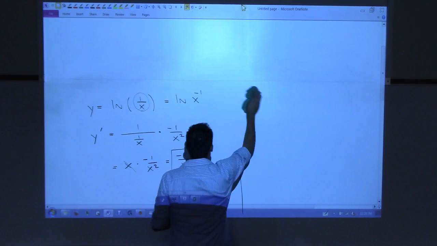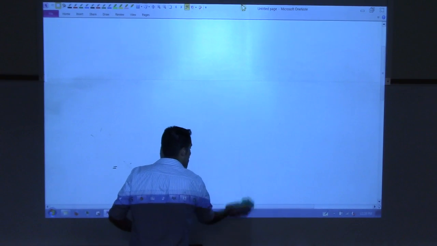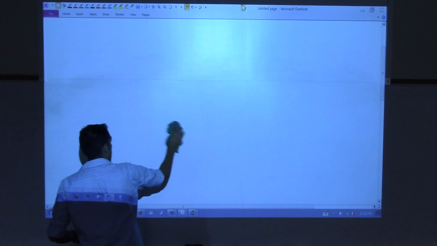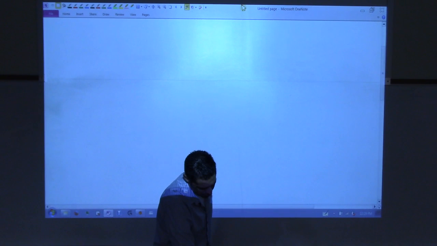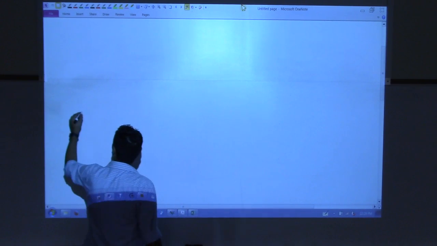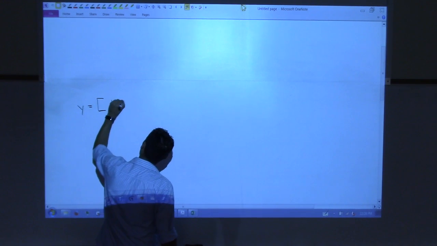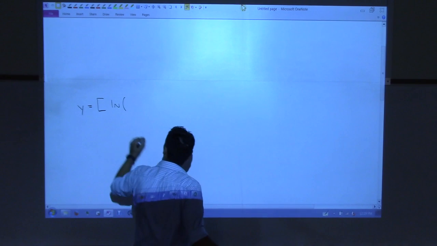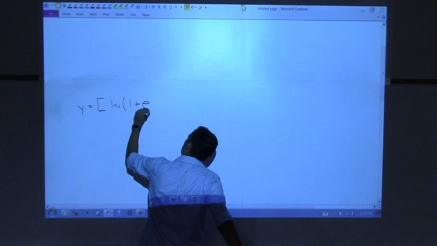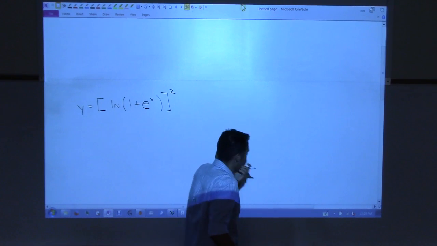All right, this is out of the book, so I'm going to put it up here. This is a more challenging problem. Y is equal to natural log, there's a bracket there, natural log of 1 plus e to the x, but then all of that squared.